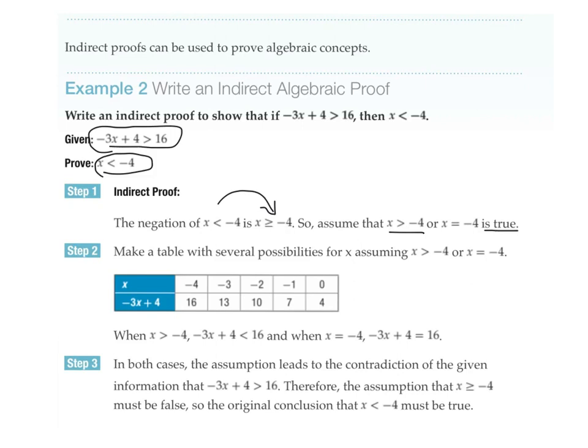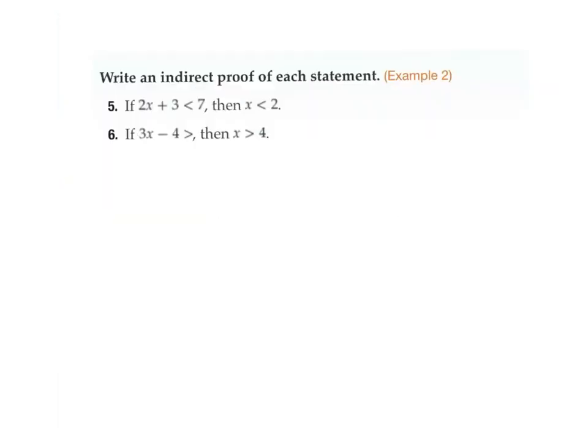Okay, make a table of values. In other words, plug numbers into that equation and see what you get. And you will see eventually by your table of values that x is less than negative 4 must be true. Okay, so let's have a look at number 5.